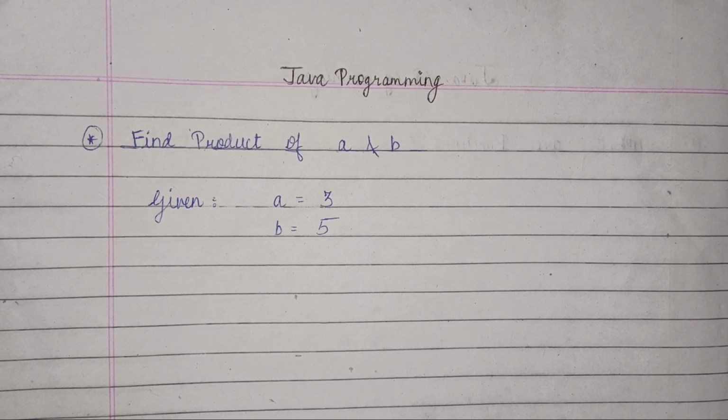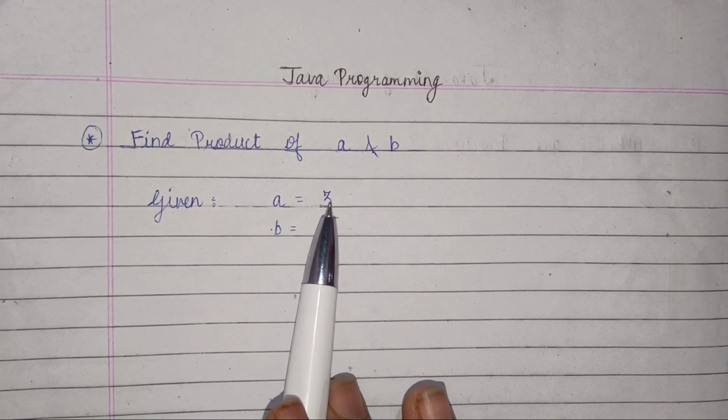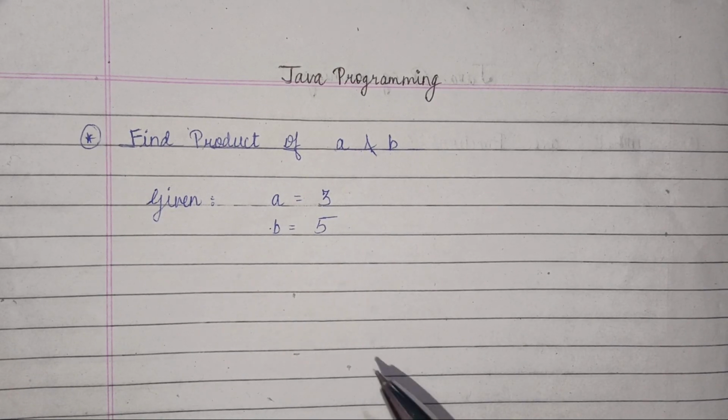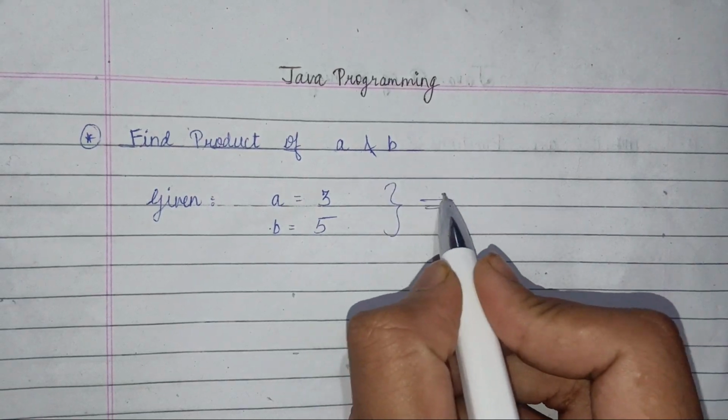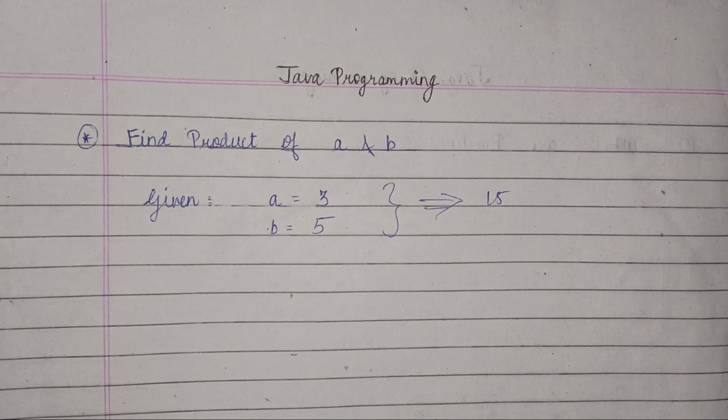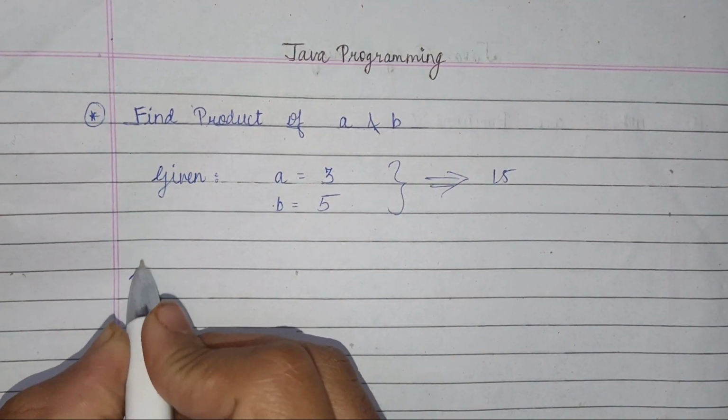In today's video we are going to see how to find the product of two numbers. Product means multiplication of two numbers. So we are given a is equal to 3 and b is equal to 5. The product will be 15. We have to find the product of two numbers in Java. So let's start.